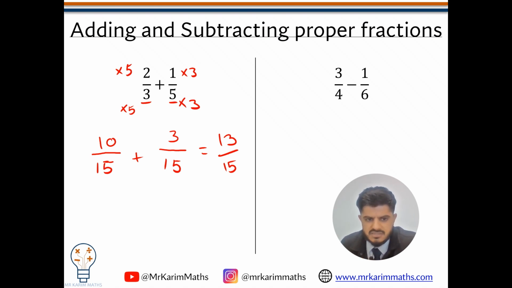Now, we don't add the denominators. Think about it like this. If I have a cake or a pizza and I cut it into 15 slices, I've got 10 slices and Joe's got 3 slices. How many slices do we have together? We've got 13 slices together, out of how many original slices? 15. So it doesn't become 13 over 30, it becomes 13 over 15. Now, if you want to pause the video and try the subtraction question, go for it. If you're still unsure, I will go through it in a second.